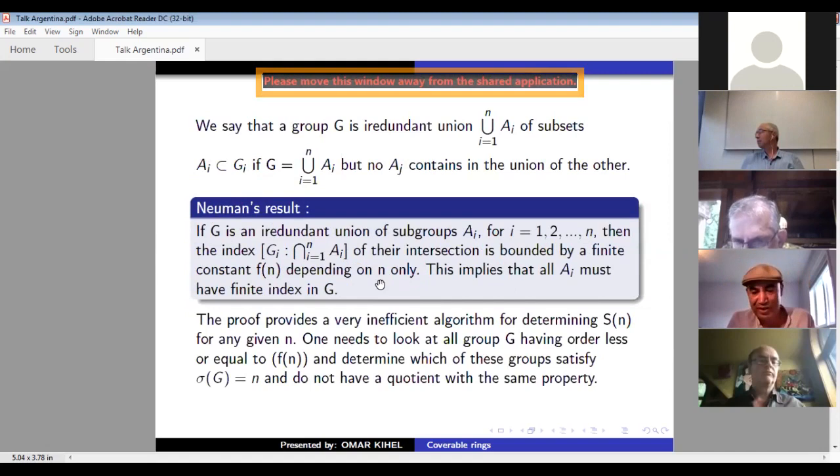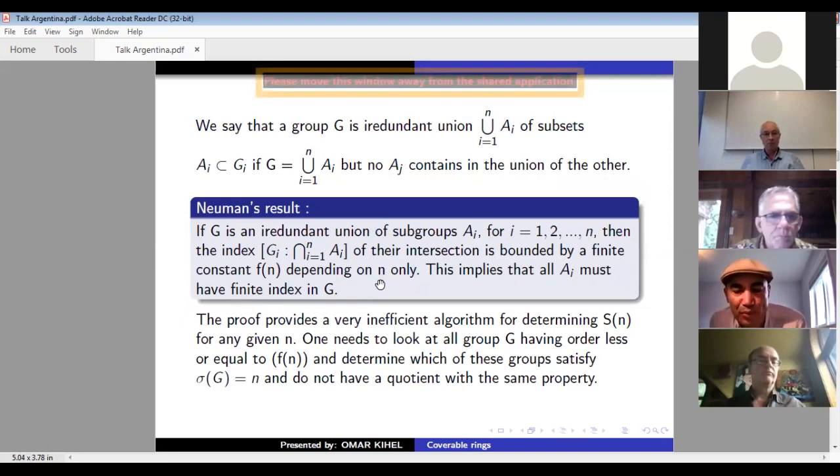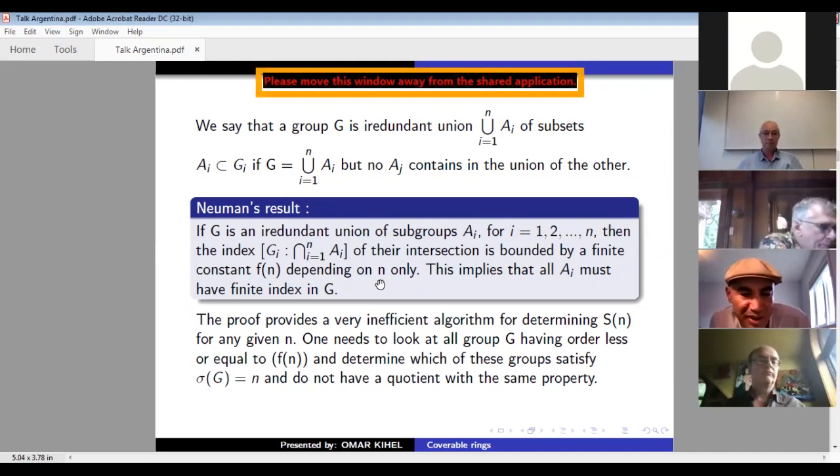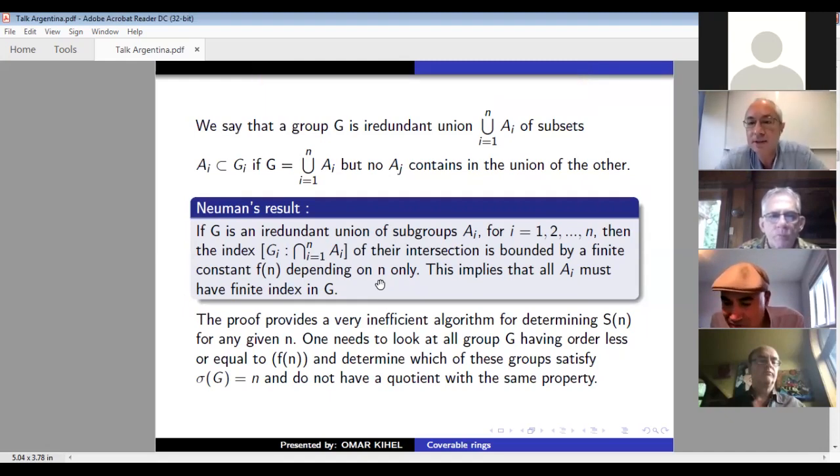The proof of the result that I showed you uses what is called Neumann's results. And I will show you this Neumann result because this is something that I will use, or something similar to it, for rings. So what does it say? First of all, we say that a group G is an irredundant union of subsets Ai if G is a union of the Ai and no Ai is extra, it means you cannot take away any Ai. I am not saying here that this union is minimal in terms of length. I'm saying that you cannot take away any Ai, okay?